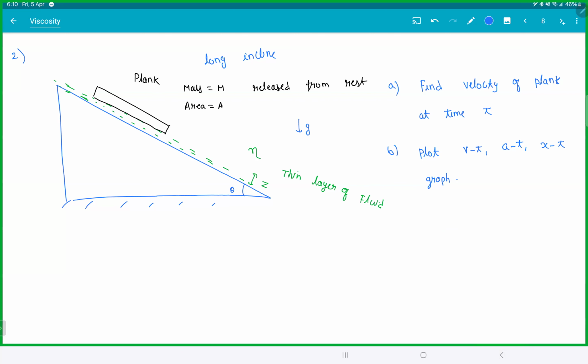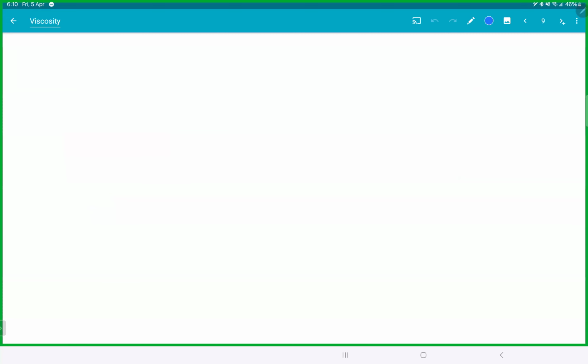How do we do this thing? Start with the free body diagram. What else?